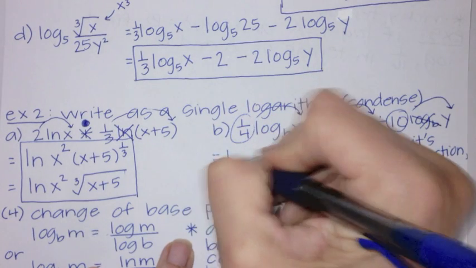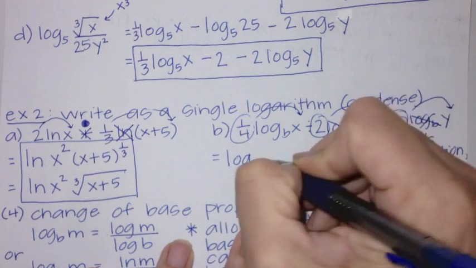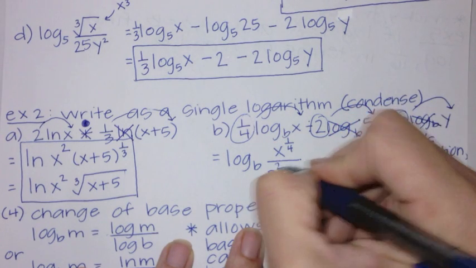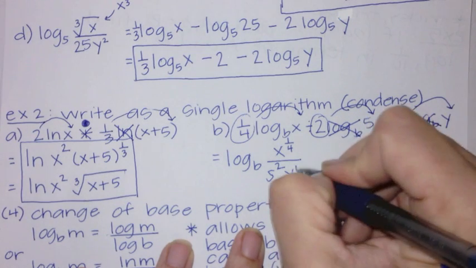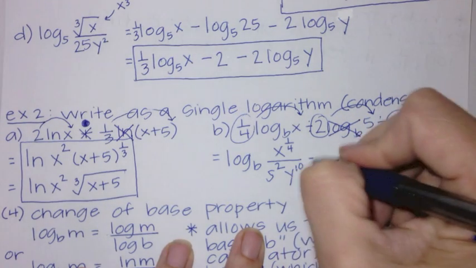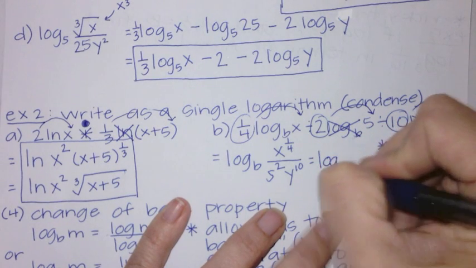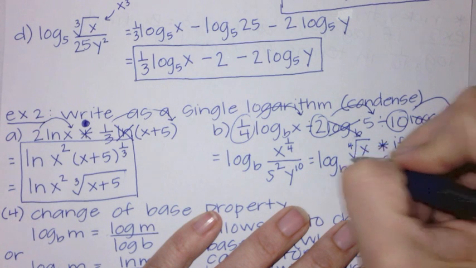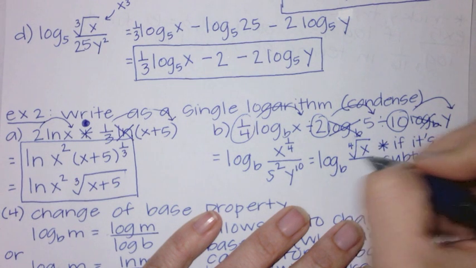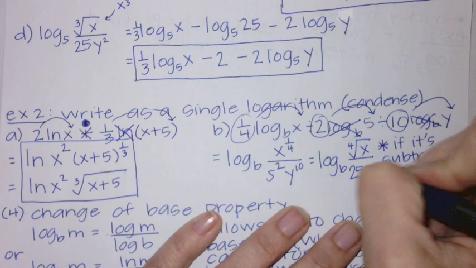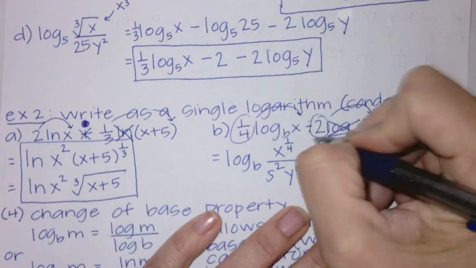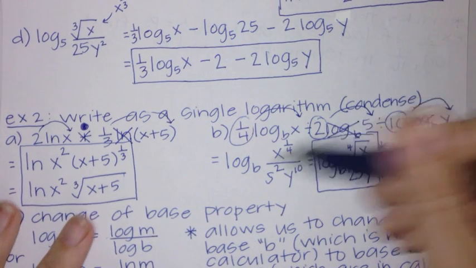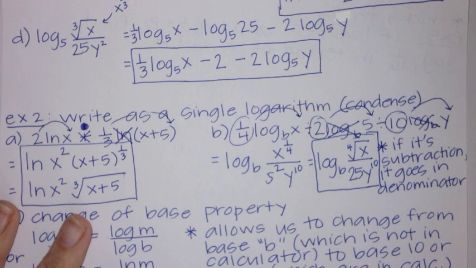So this is going to be log base b of x to the 1/4, and then we have 5 squared, and we have y to the 10th. Then I'm just going to write that again a little bit neater and simplifying anything I can, and this would be the 4th root of x over 25 y to the 10th. And you do need to do the 5 squared. If you didn't want to convert the x to the 1/4 to radical notation, that's fine.